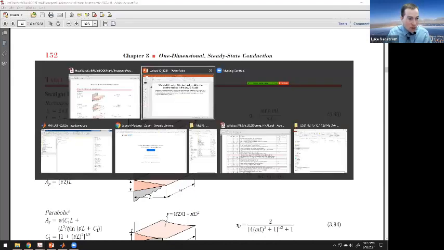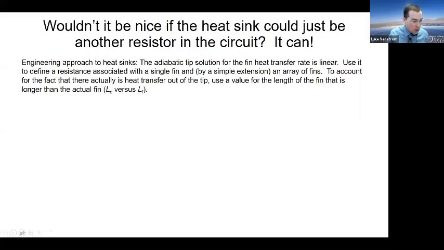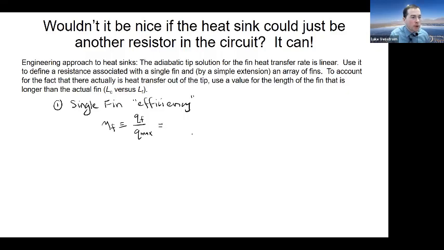Okay, so having said that, now let's go in here and talk about what these things are. So we have essentially two things. We have this single fin efficiency, which is that eta sub F that you saw. Okay, so the eta sub F is defined as the heat transfer rate through the fin relative to the maximum possible heat transfer rate you could have through the fin.